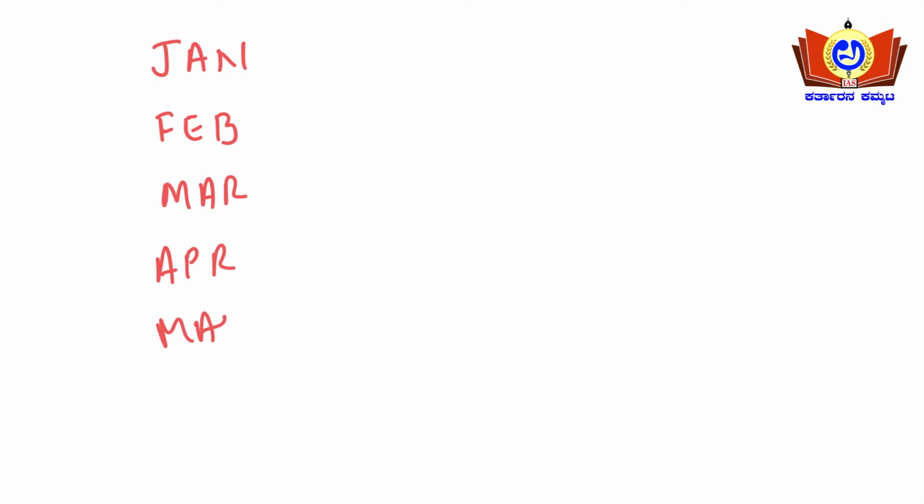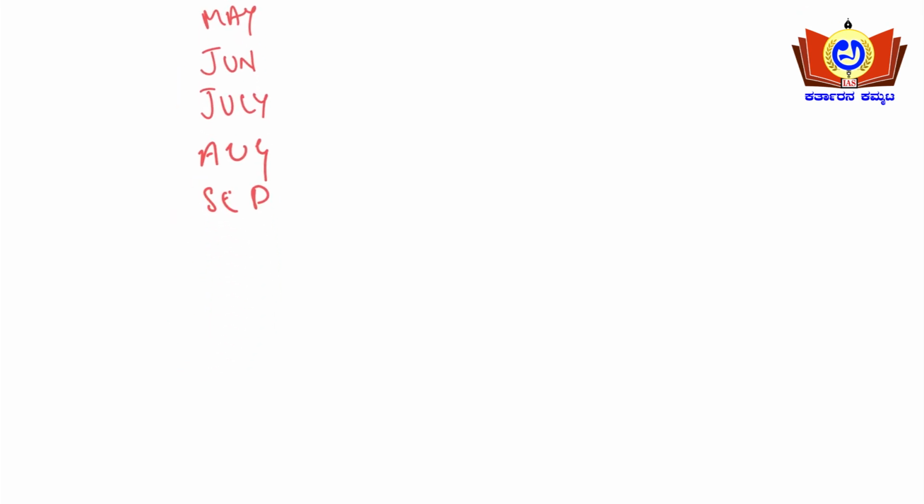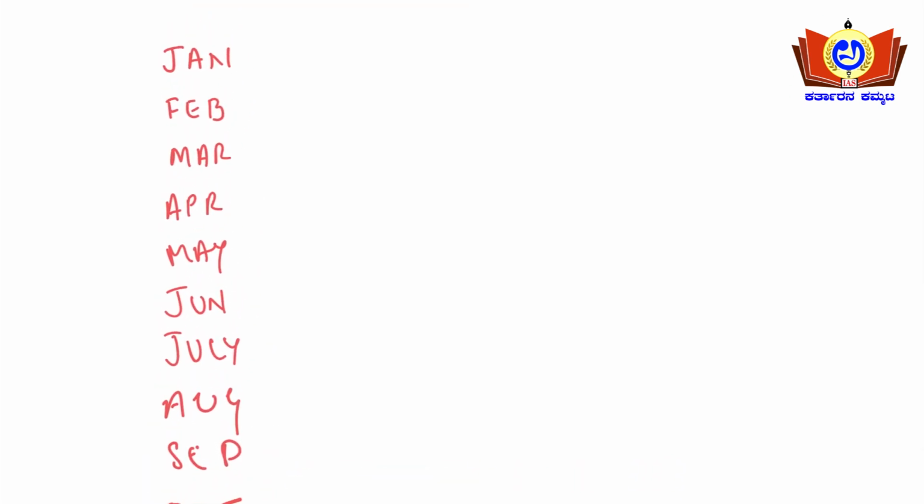So how many months are there? Actually there are 12 months. They are January, February, March, April, May, June, July, August, September, October, November and December. See, there are 12 months here.